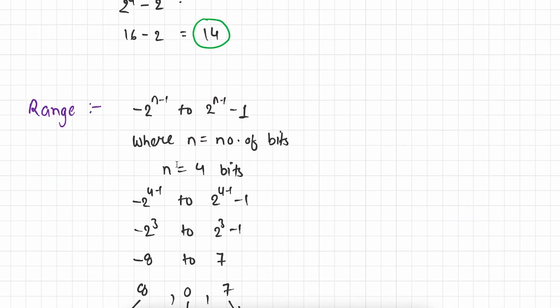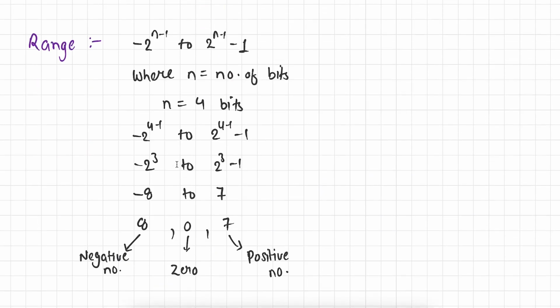So far so clear. Now let's talk about the range of the numbers. Let's say we have positive numbers as well as negative numbers. Obviously we are going to have fewer numbers than with only positive numbers, right? So the range of these numbers is minus 2 to the power n minus 1 to 2 to the power n minus 1, minus 1. Why am I using n minus 1 here? Because one bit is used just to represent the sign. So we have only 3 bits now, and the total number of bits is 4.